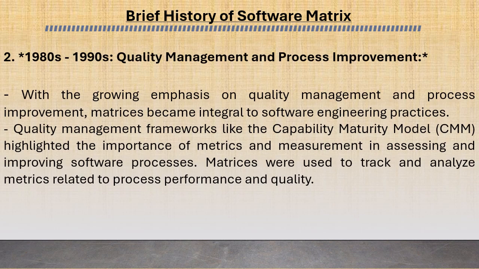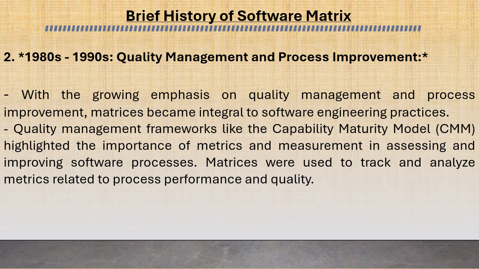Next, 1980s to 1990s, quality management and process improvement. With a growing emphasis on quality management and process improvement, matrices became integral to software engineering practices. Quality management frameworks like Capability Maturity Model (CMM) highlighted the importance of metrics and measurement in assessing and improving software processes. Matrices were used to track and analyze metrics related to process performance and quality.